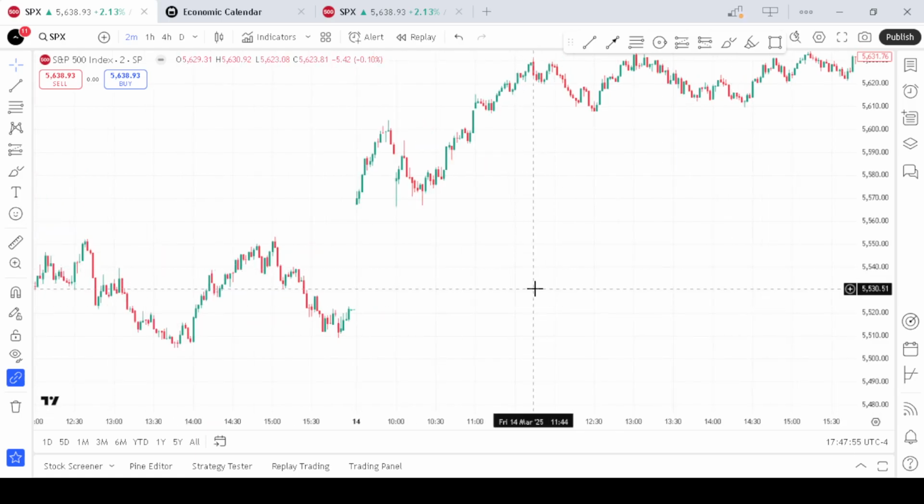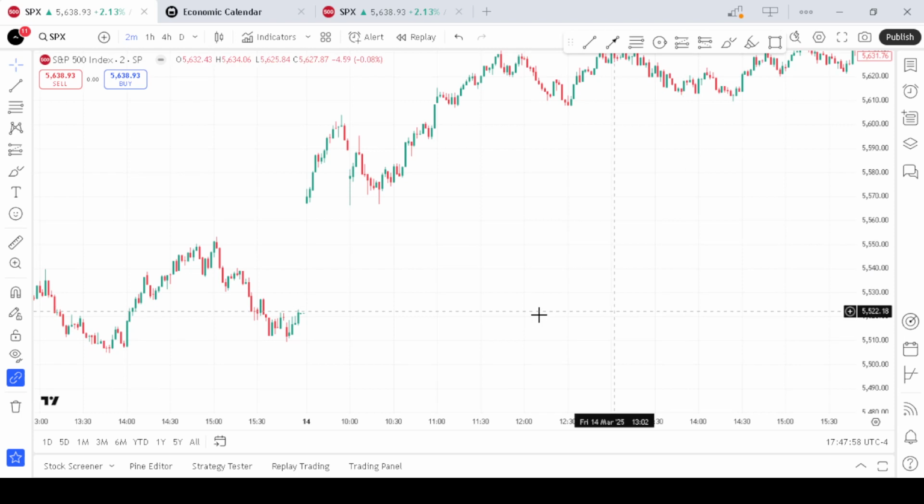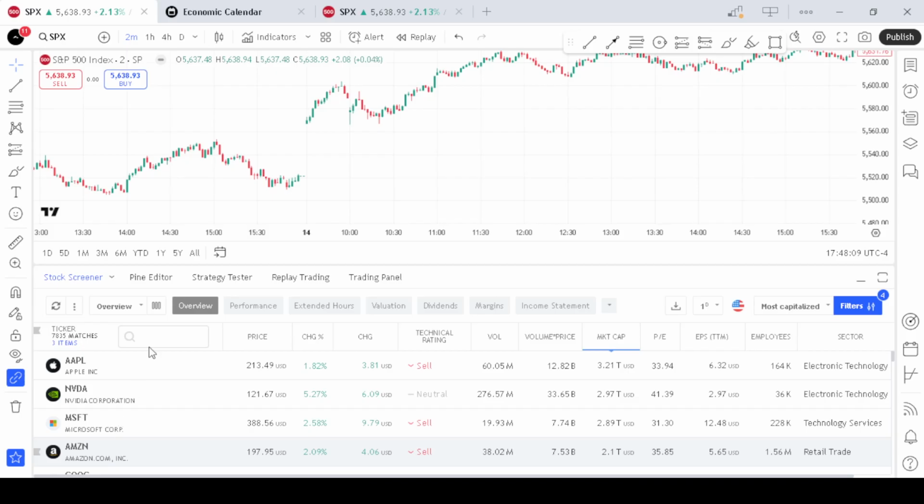We start by understanding what the TradingView Stock Screener is. The TradingView Stock Screener is a powerful tool designed to help filter out thousands of stocks across global markets based on specific criteria that match your trading strategy. As we can see, we have access to over 700,000 stocks from more than 50 countries. This comprehensive screening platform allows you to analyze securities using both fundamental and technical parameters.